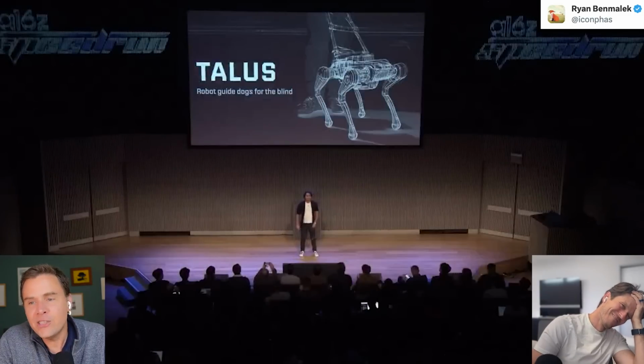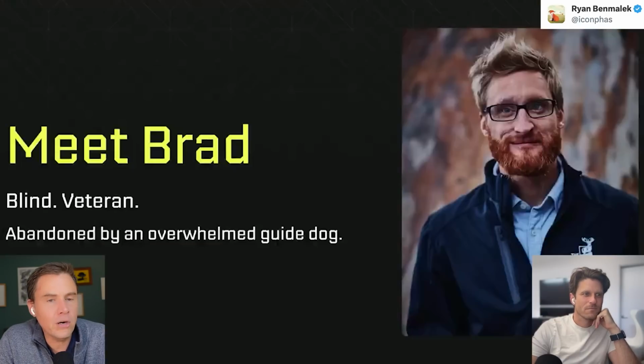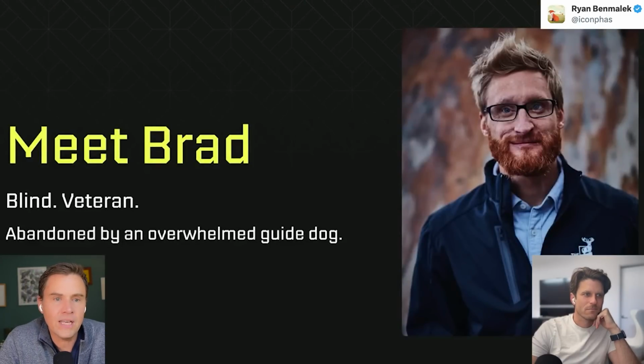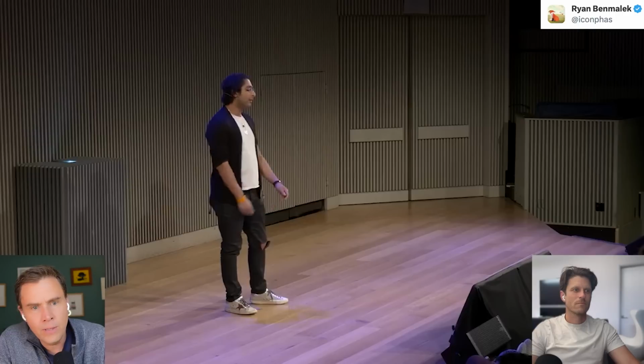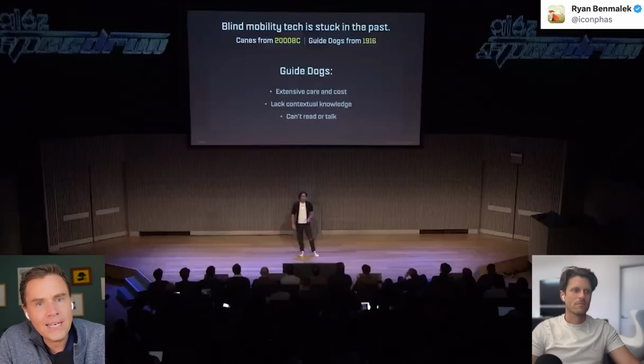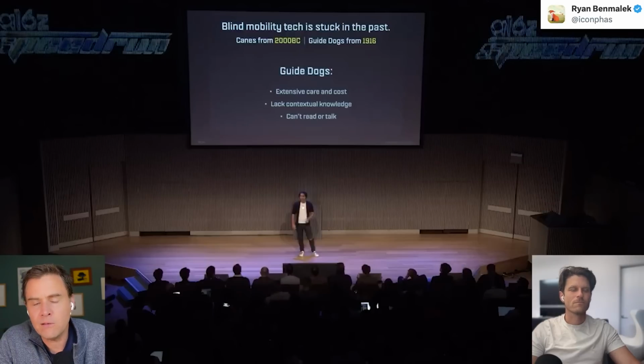Speaking of really interesting and cool companies, A16Z just did a demo day for their speed run, and a company showed up called Talos Robotics. This was a video that came out from Ryan Ben Malik, who I think is the president of the company, somebody at Talos. What their company is doing is using robot dogs, like the Unitree robot dogs, for blind people.